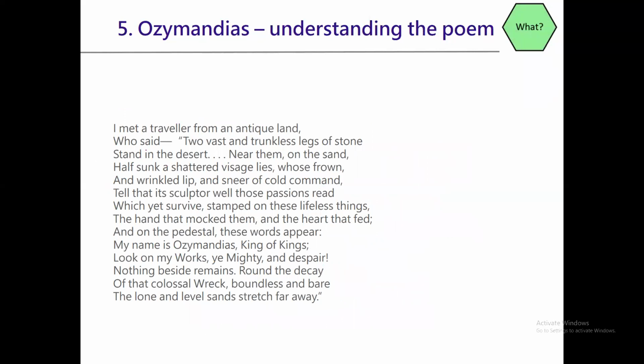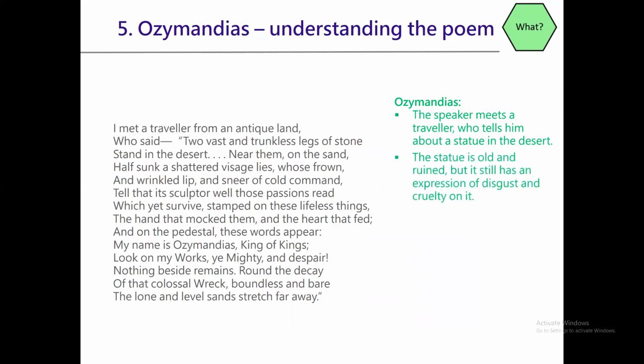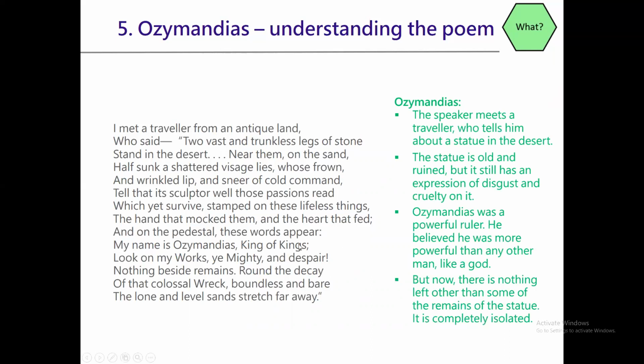So what is the poem actually about? You can break this poem down into fairly basic steps. Ozymandias is about the speaker who meets a traveller, and then the traveller tells him about a statue in the desert. The statue is old and ruined, but it still has an expression of disgust and cruelty on it. Ozymandias was a powerful ruler. He believed he was more powerful than any other man, like a god. And that's where we're at this bit now. But then the poem ends with this. But now there is nothing left other than some of the remains of the statue. It's completely isolated. They are the four basic things that this poem's about.